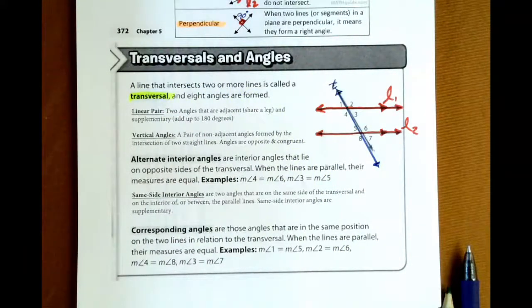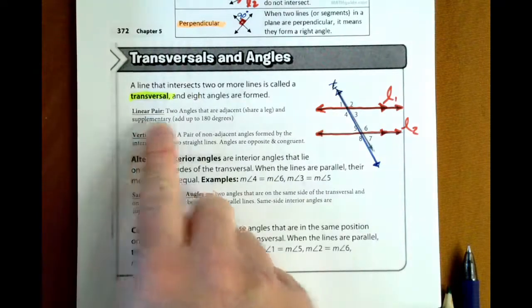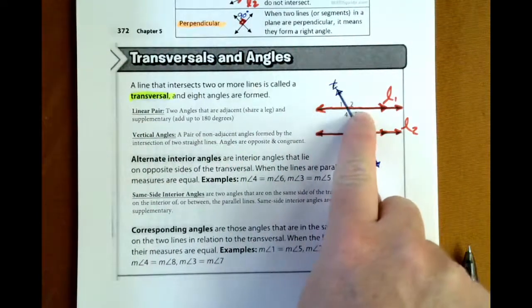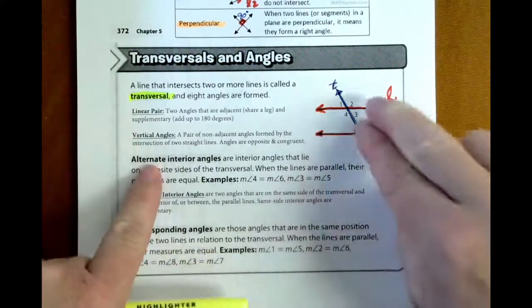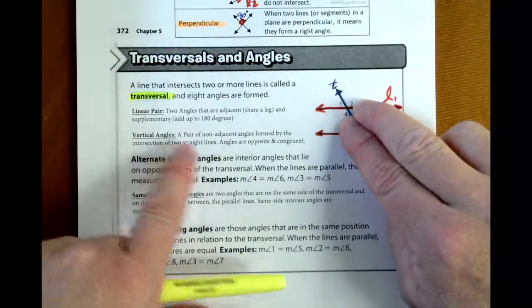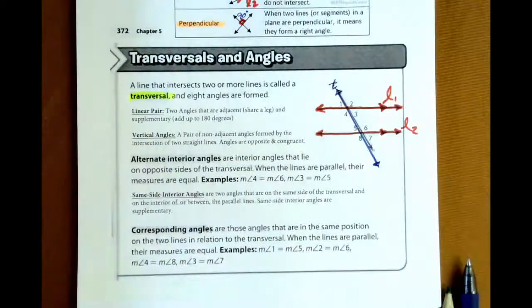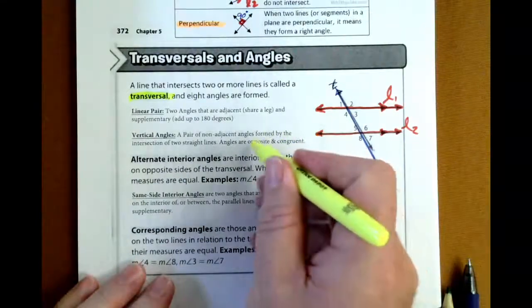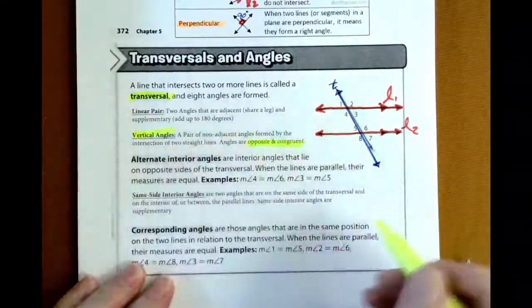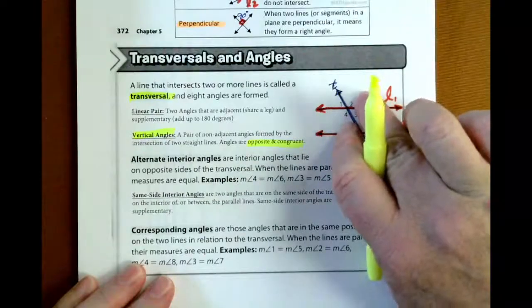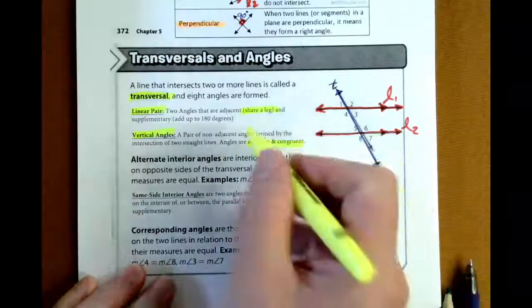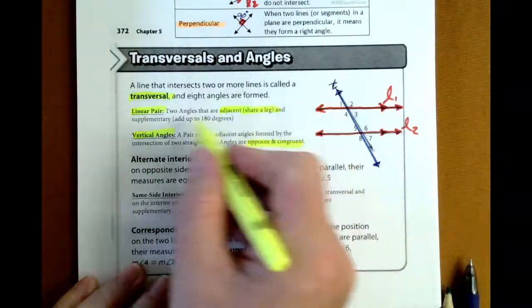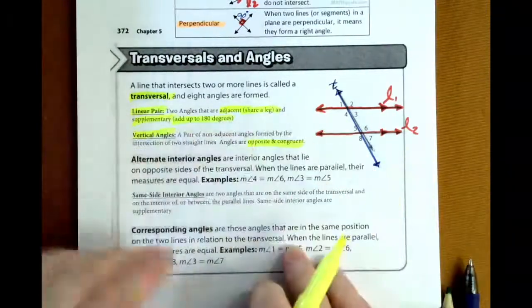We have what we call a linear pair. They're adjacent and they form a 180 degree supplementary angle. 1 and 2 is an example of a linear pair. We have vertical angles. Those are opposite and they're congruent. So let's highlight a few of these things. Vertical angles: two lines cross, opposite and congruent. Linear pair: they share a side, and they add up to 180 degrees.